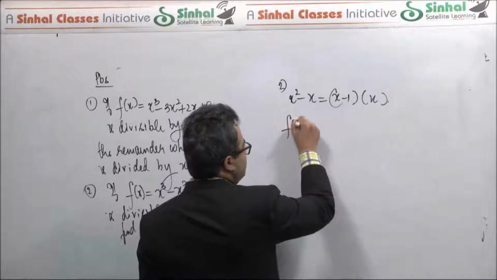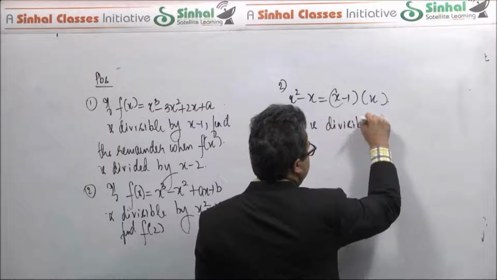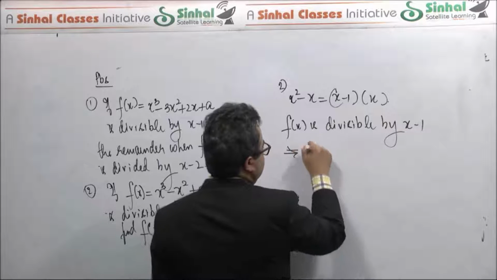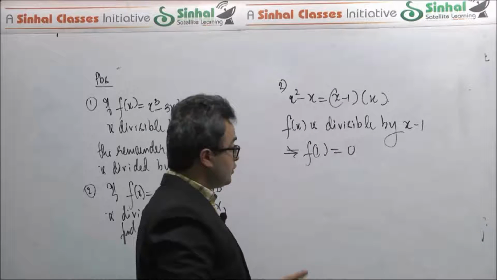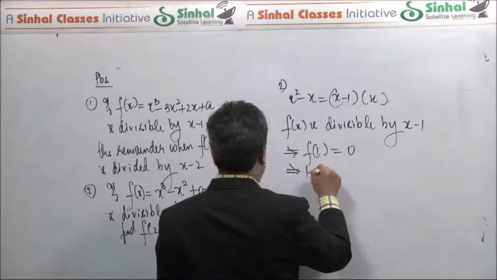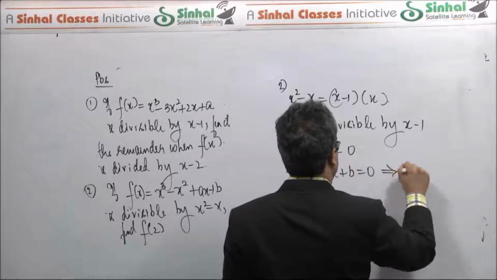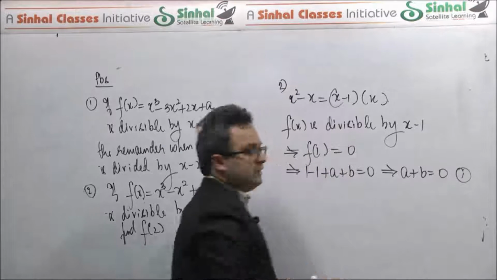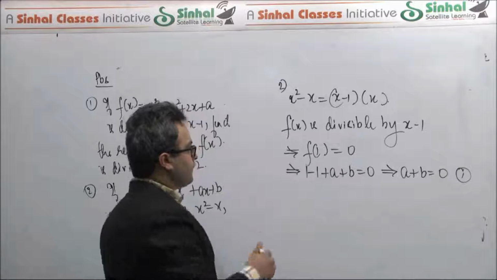So f of x has to be divisible by x minus 1, which also means that f of 1 has to be 0. So that gives us one condition. And similarly, since f of x is divisible by x, f of 0 must also be 0.